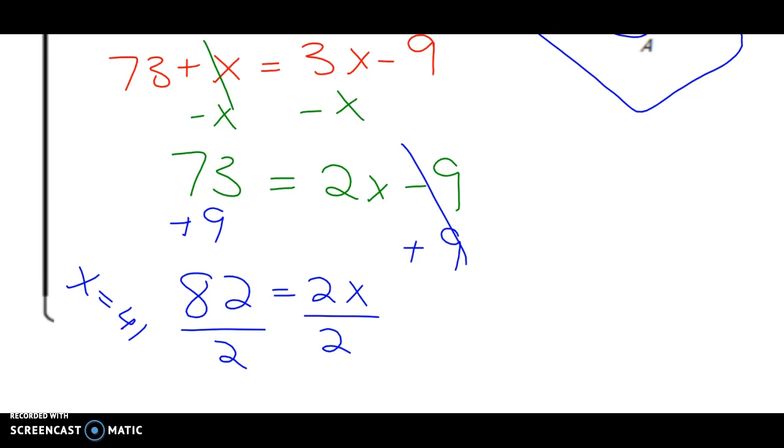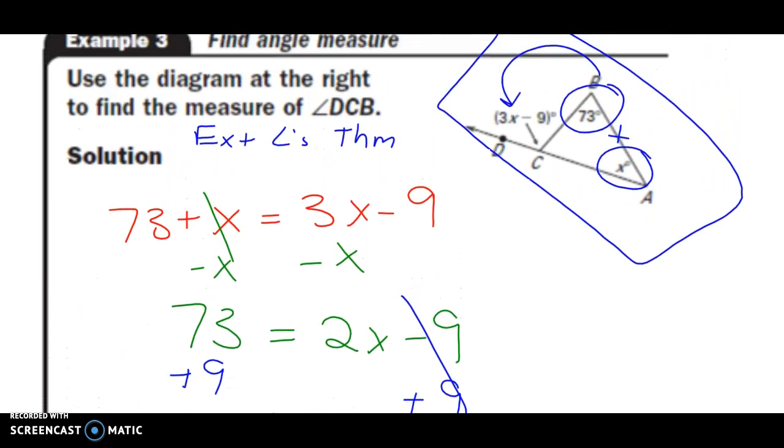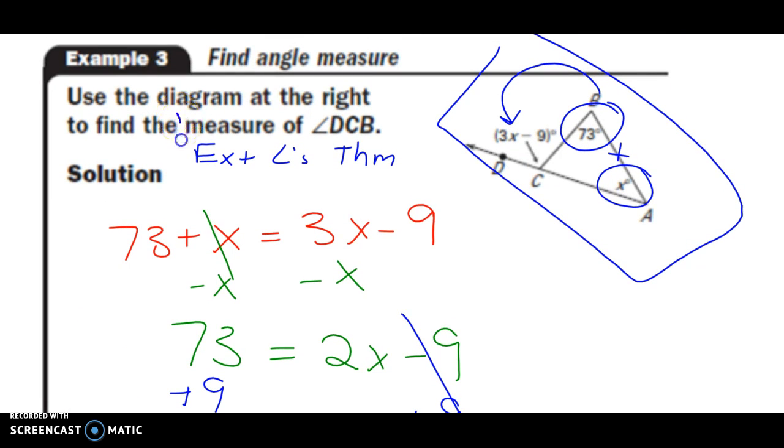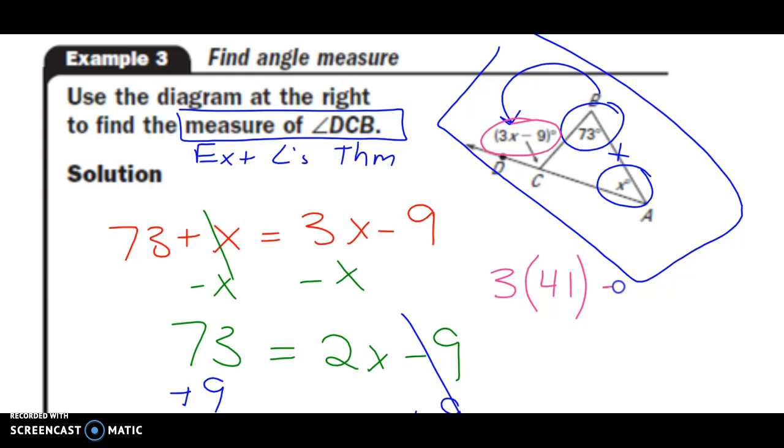But we need to be careful before we circle that. We need to go back to the original problem and see what it is really asking. It's asking, what is the measure of angle DCB? So what is angle DCB labeled as? Vincent, what's DCB labeled as in the picture? 3x minus 9. So I'm going to plug in 41 for x. 3 times 41 would be 123. Minus 9 is 114.